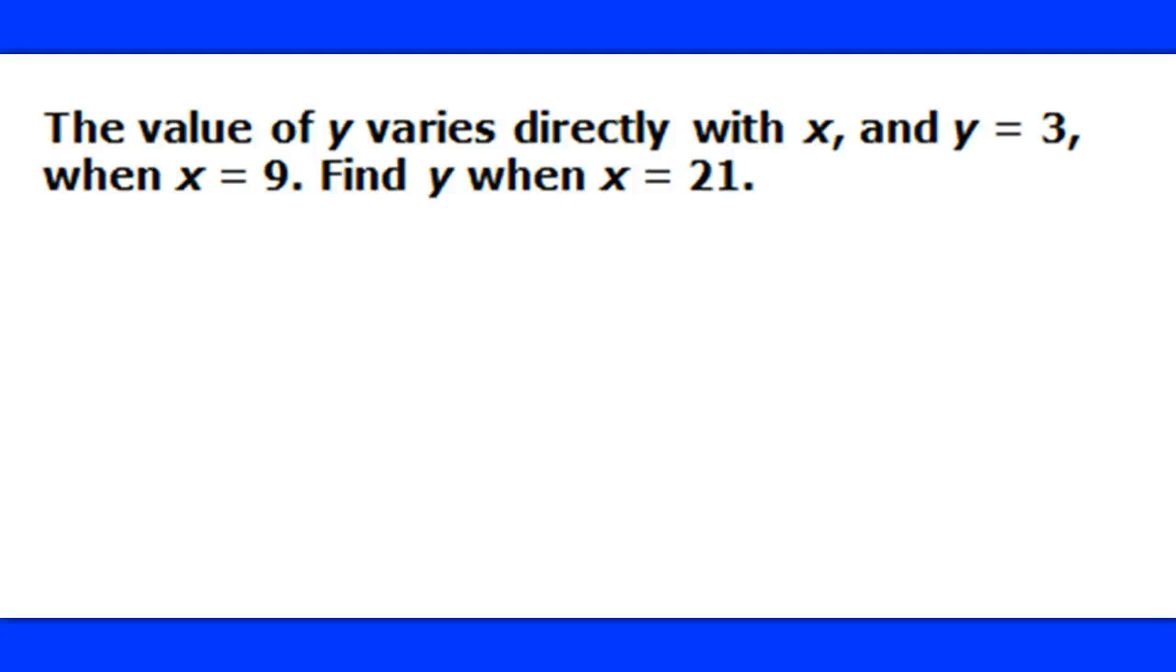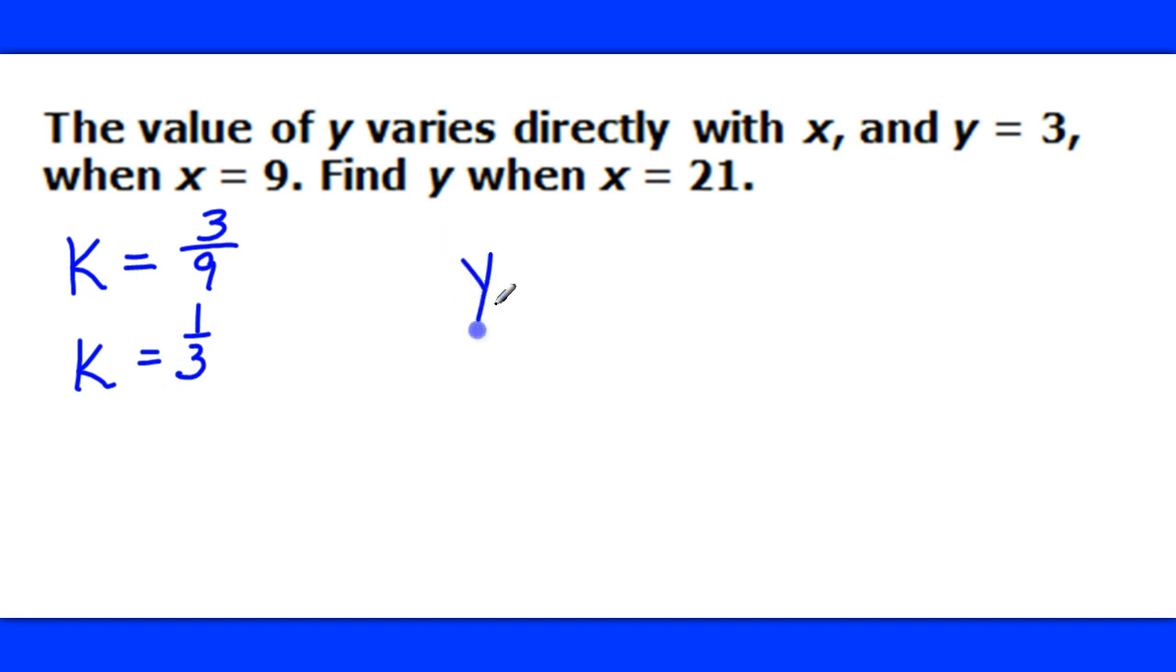Sometimes they will tell you right up front, they'll say the y varies directly with x. So you know that the y and the x are in direct variation with each other. Then they will give you an example. They'll say y is 3 when x is 9. So we just said that our k value is the y value divided by the x value. So in this case, the k value is 1/3.